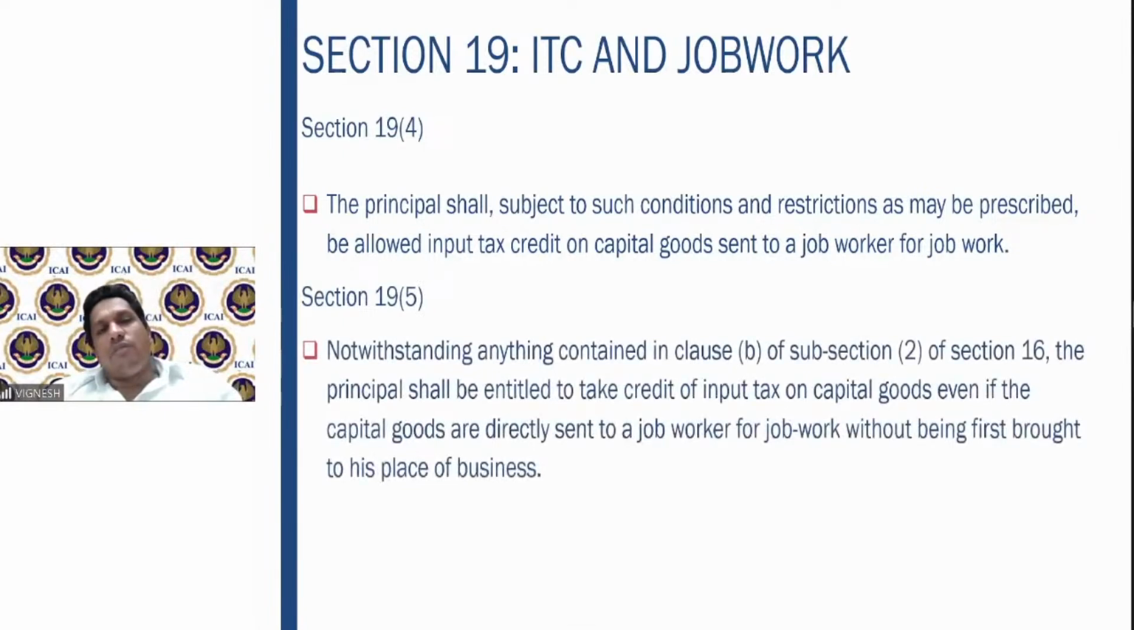19 subsection 4 refers to capital goods. What we discussed, the same thing is in the provision. The principal shall, subject to the conditions and restrictions, be allowed input tax credit on capital goods sent to the job worker for job work. And again, notwithstanding whatever is contained, this can also be sent directly by the respective supplier to the job worker without being first brought to the place of business. Then also the input tax credit can be claimed.